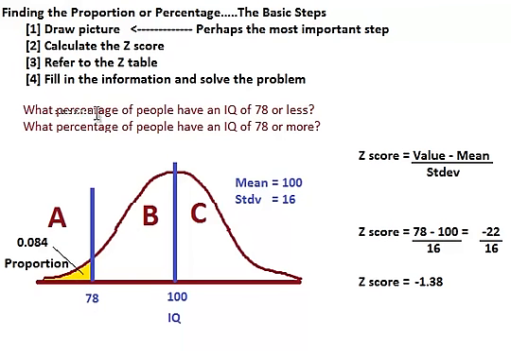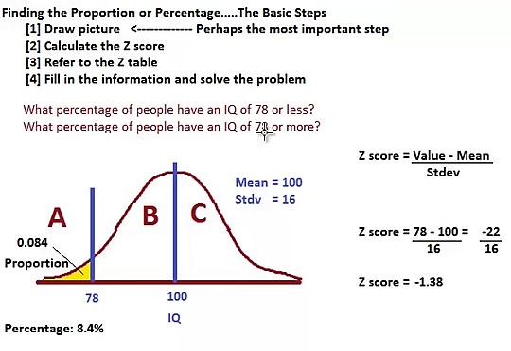But our problem asked for percentage. It didn't ask for proportion. So then how do we go ahead and turn that proportion into a percentage? The answer is by multiplying it by 100. So 0.084 times 100 is 8.4. So our percentage is 8.4%. And that's our answer to this top question. What percentage of people have an IQ of 78 or less?